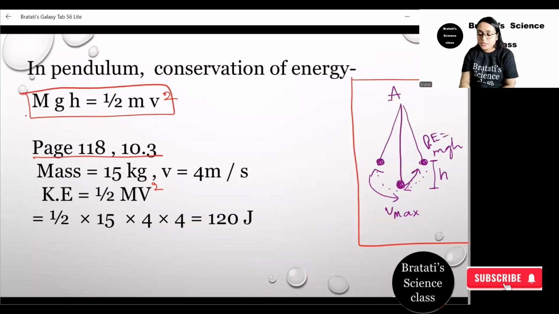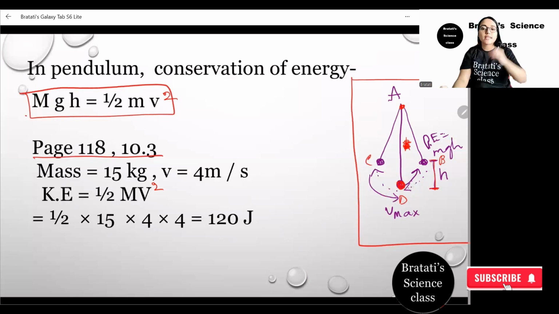Pendulum, what happens during the pendulum? In the case of a pendulum, this is point A, and when the pendulum is moving it goes to the height h from the rest, and then again comes back. Suppose this is point B, this is point C and this is point D. So the pendulum moves from D to B, B to D, D to C, C to D.